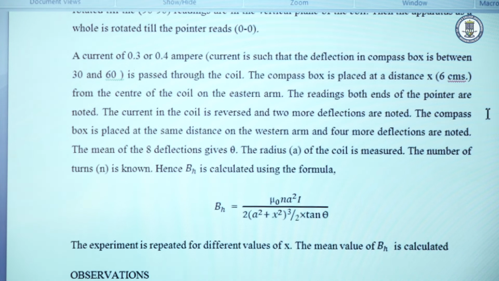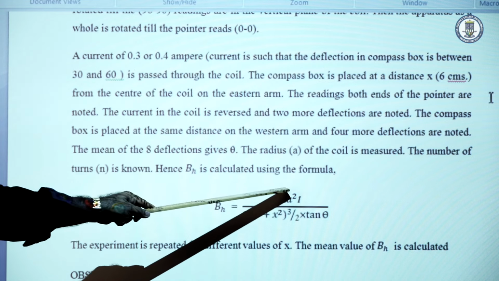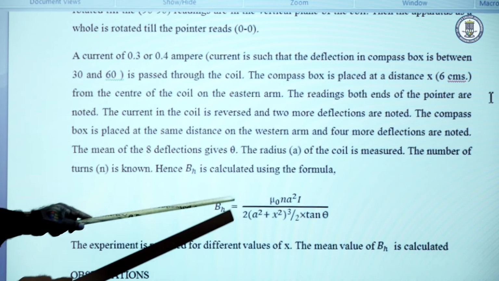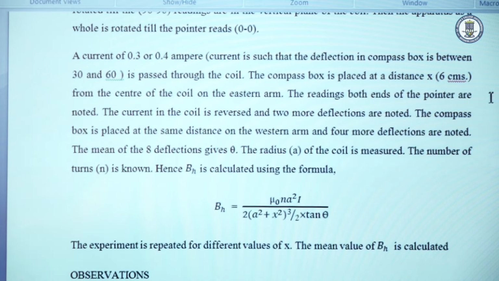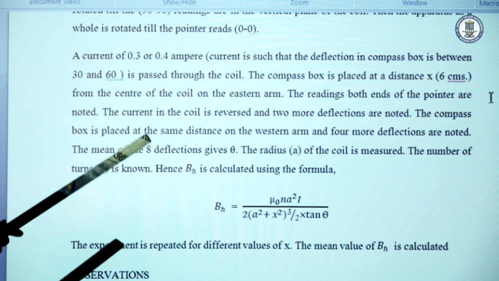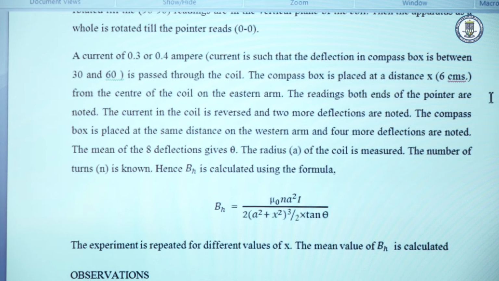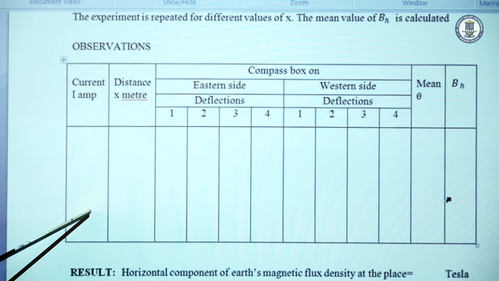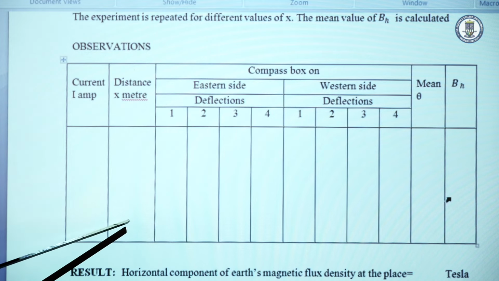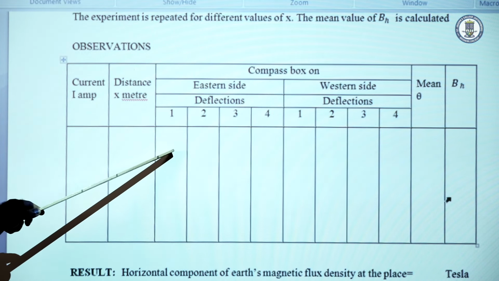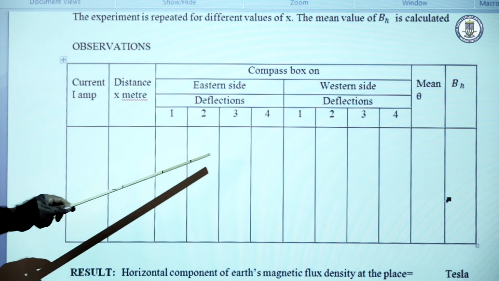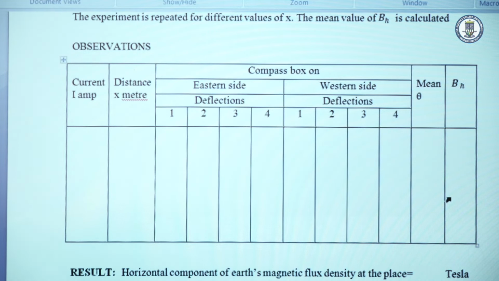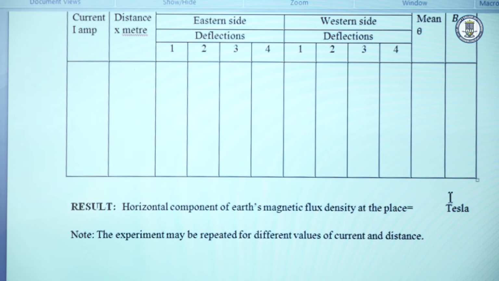Now in order to repeat the experiment, either we can change the value of x, but usually we keep x as a constant. If we keep x as a constant, then we can determine I by tan theta, because all other terms are constant. So for a different value of current, the deflection is changing. Keeping the distance constant, we change the current, note the deflections and find the value of I by tan theta. Then this is the tabular column for that. The current we can change, the distance also we can change, or we can keep the distance as a constant. We are obtaining the deflections both on the eastern side and western side. Then the mean value of theta and BH is calculated, and so we obtain the result BH.